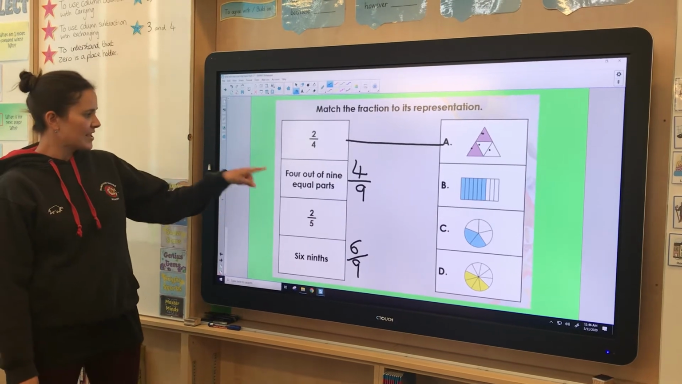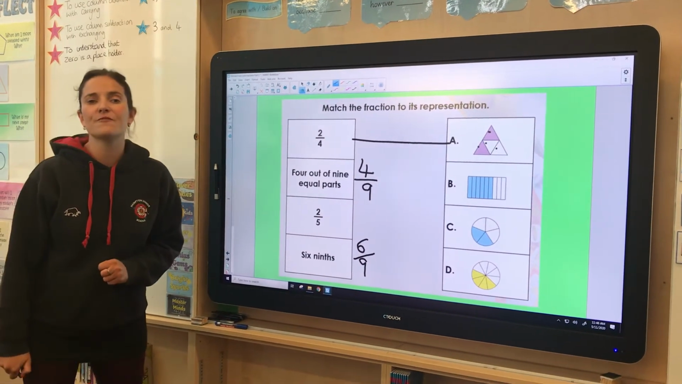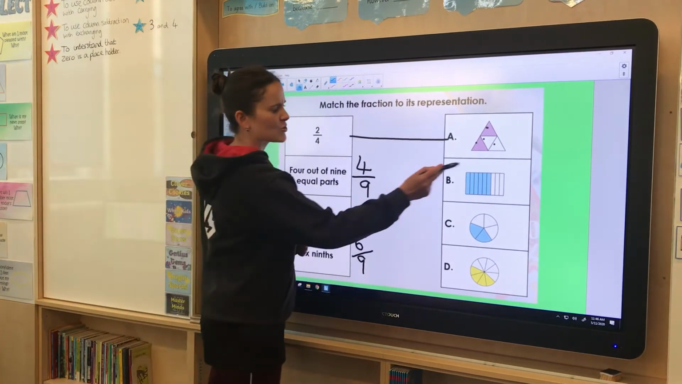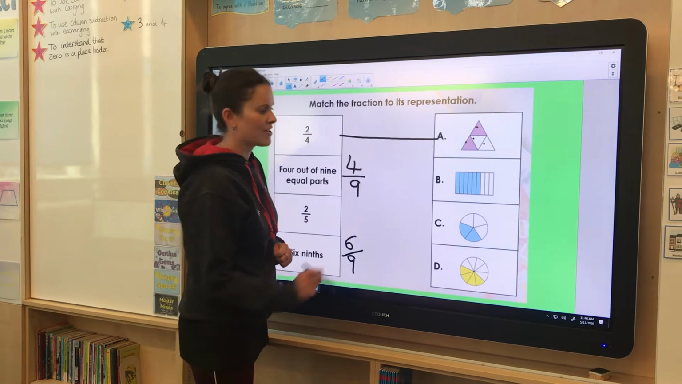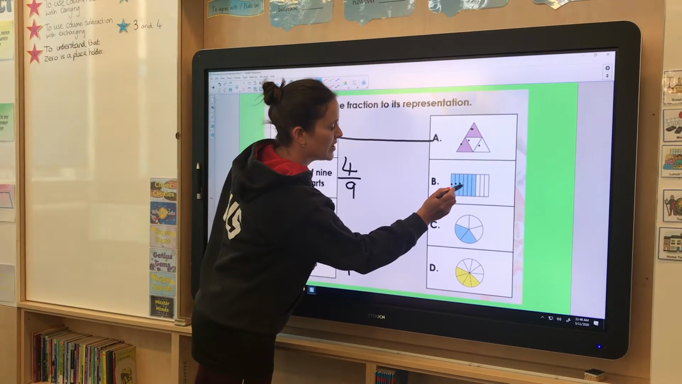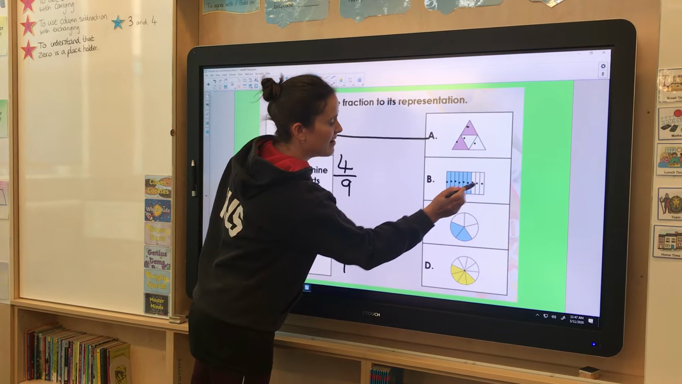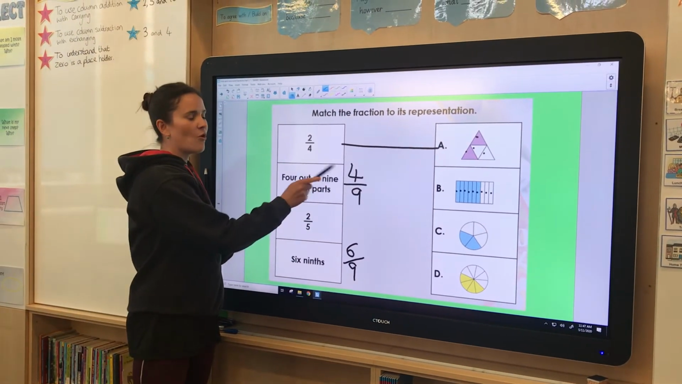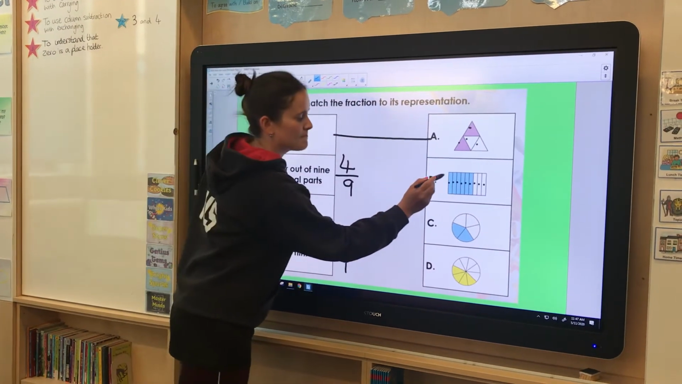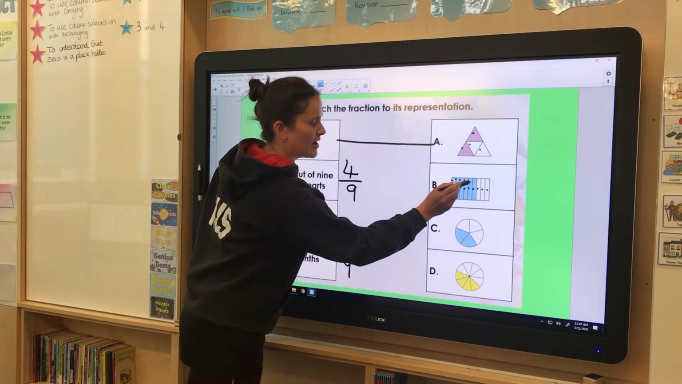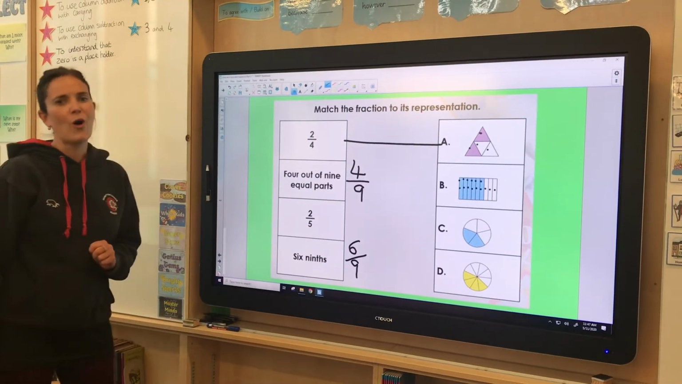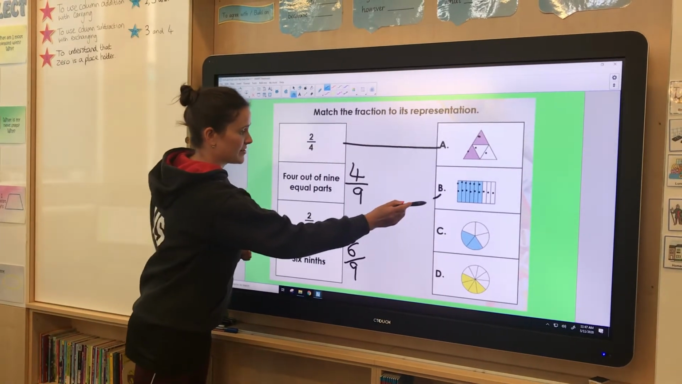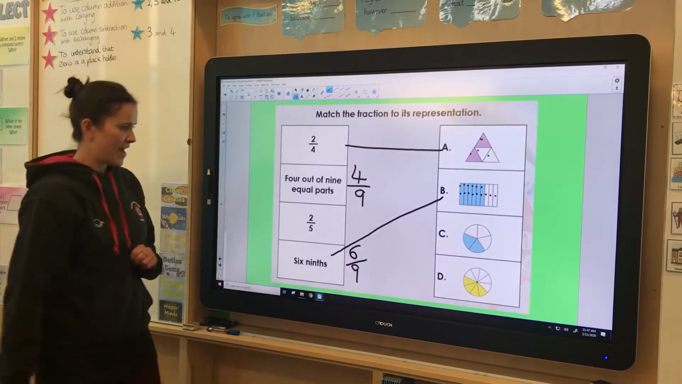This next one down here, 4/9, we are looking for a shape that's been divided into 9 equal parts. This one's got a lot of parts. It could be that one. Let's have a count. 1, 2, 3, 4, 5, 6, 7, 8, 9. Okay, that has got 9 equal parts, but have 4 of them been shaded? 1, 2, 3, 4, 5, 6. Oh, a lot more have been shaded. 6 have been shaded, in fact. So actually, 6/9 will match with that one there.